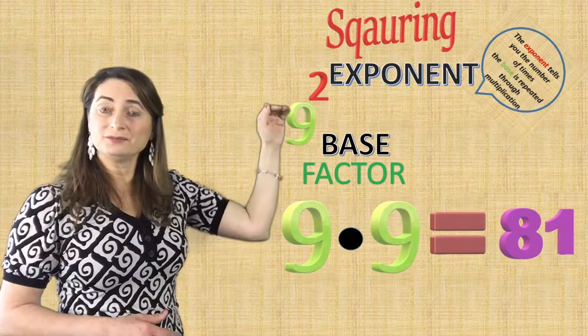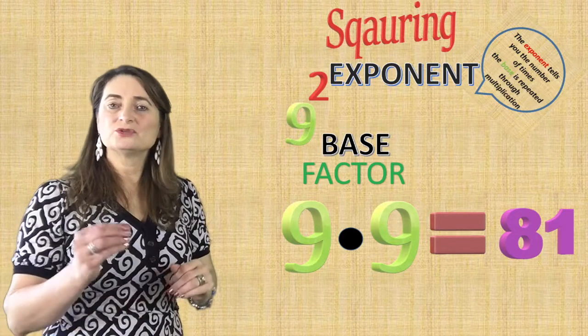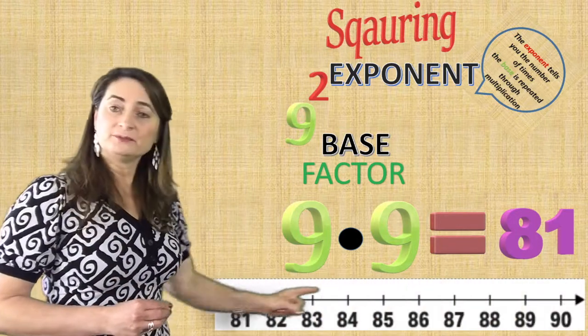So squaring means multiplying the number by itself. To understand the value of squaring, here's a number line.